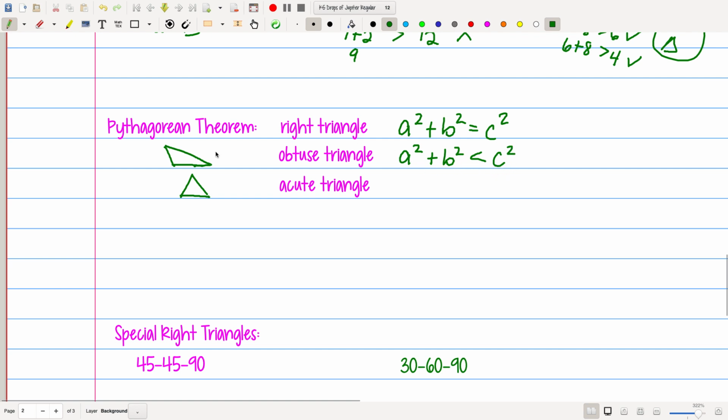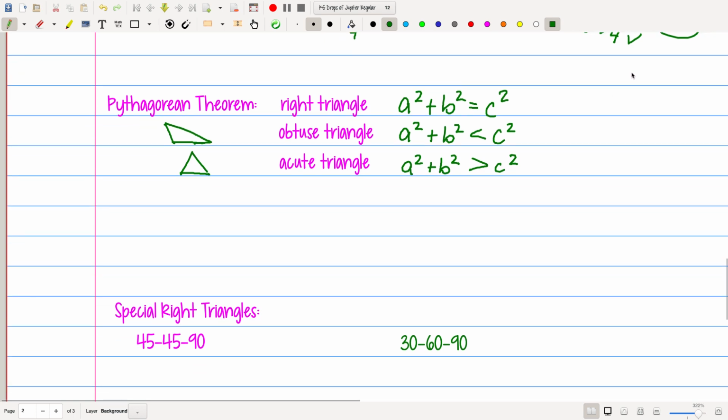I just remember that the hypotenuse is going to be a lot bigger. So that hypotenuse has to be a lot bigger in order for it to be an obtuse triangle. On the flip side of that, if a squared plus b squared, those legs, are greater than c squared, that is going to give you an acute triangle.